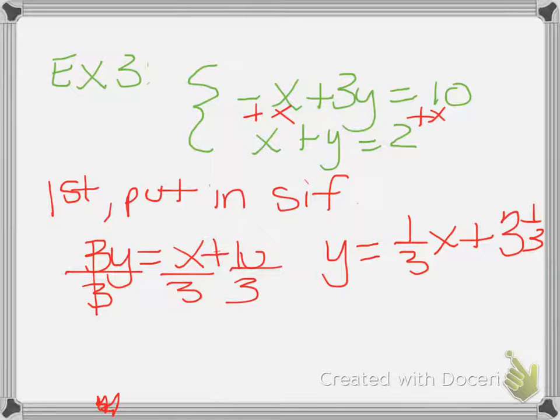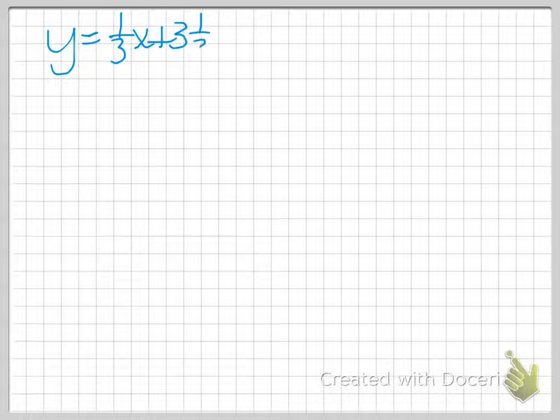For the second equation, I want to put it in slope-intercept form as well. I just need to move the x over. So I end up with y equals -x plus 2. Now I'm going to graph both of those lines on a coordinate plane, and Mrs. Birtles has sticky graphs for you to do this. So I'm going to graph 1/3 x plus 3 1/3. I'm going to write that here: y equals 1/3 x plus 3 1/3. Okay, I'll draw my lines.